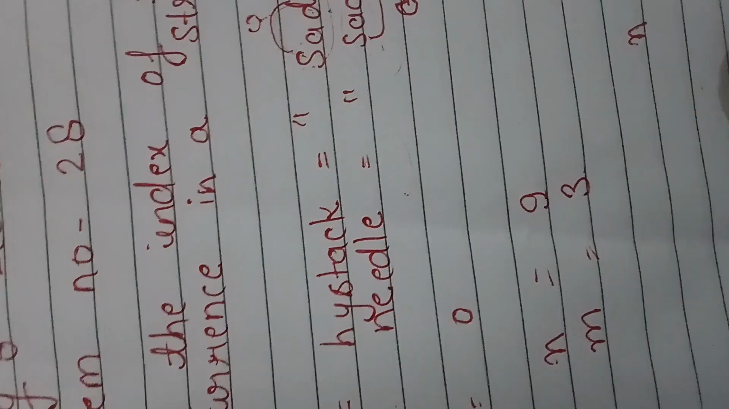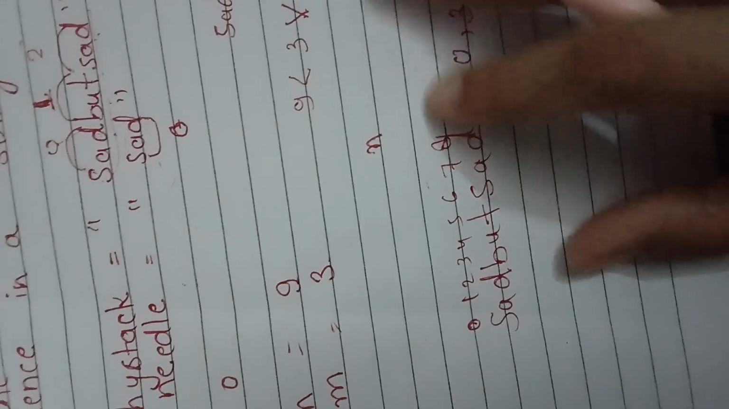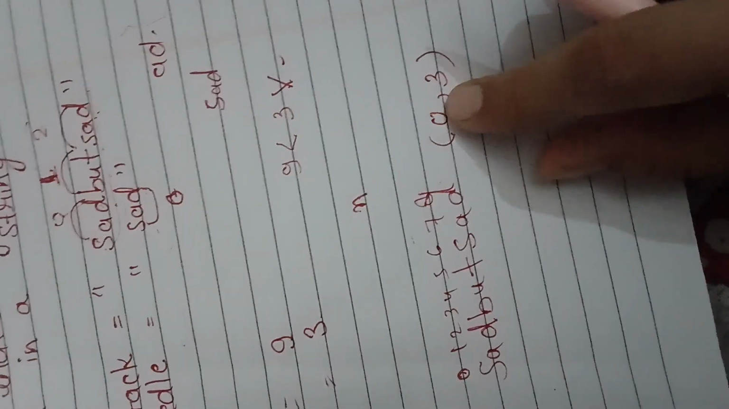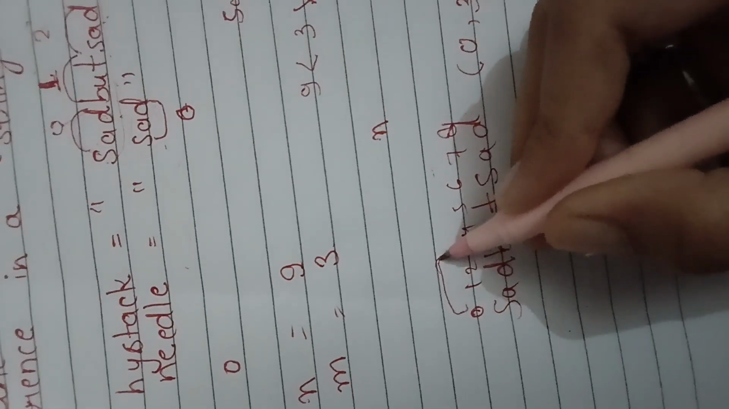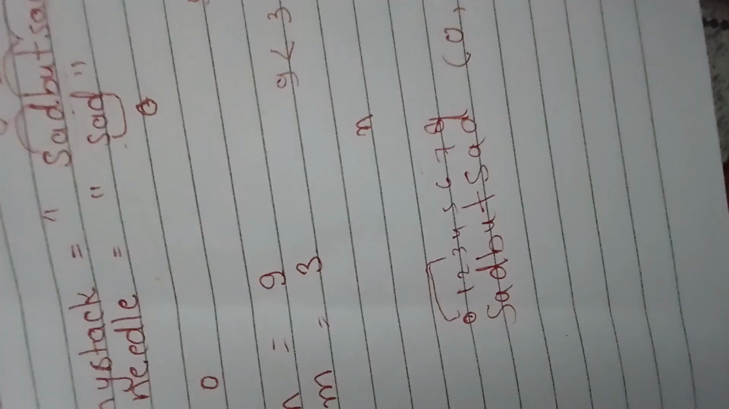So we will check in this "sadbutsad". From indexing 0 to 8, which is 9 characters, so from 0 to 9 we have to cut the substring. Sorry, we will cut 0 to 3.